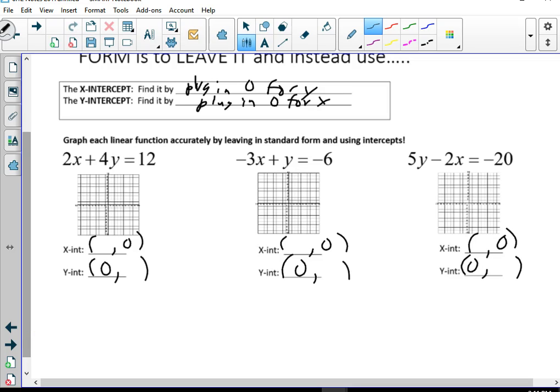Now, remember, this is also called the cover-up method because technically when you plug in a 0, like let's say I plug in a 0 for y, 4 times 0 is 0, hence the cover-up method, because it makes that disappear. So my x ends up being 6. Consequently, when I plug a 0 in for x, that makes that disappear. And my y is 3.